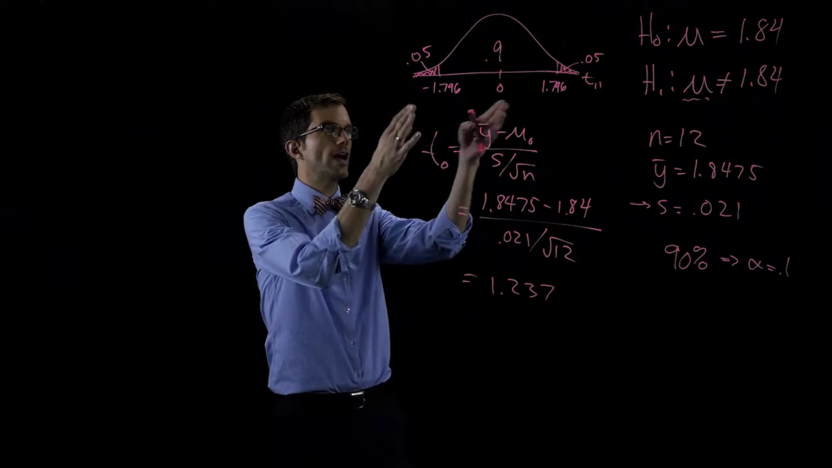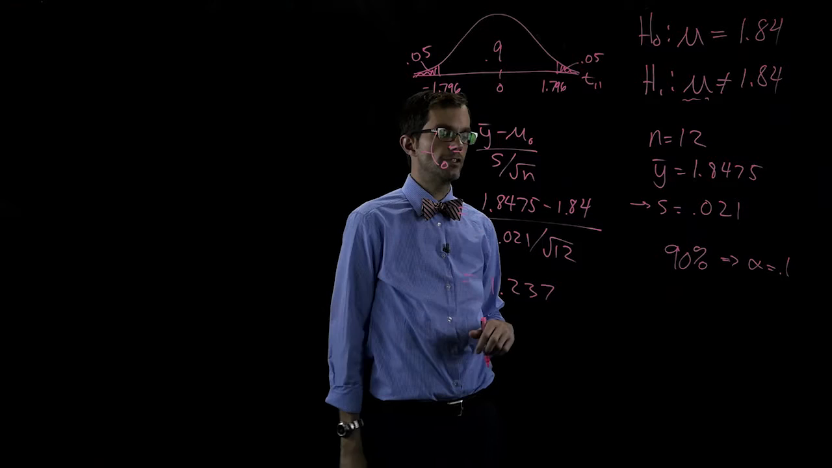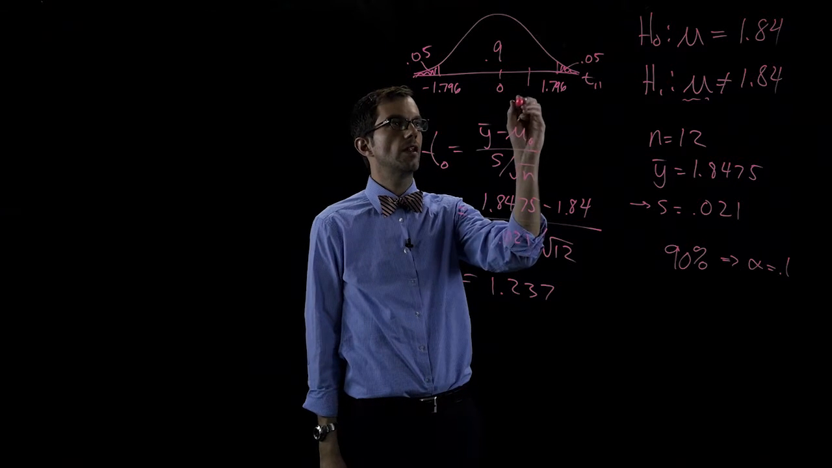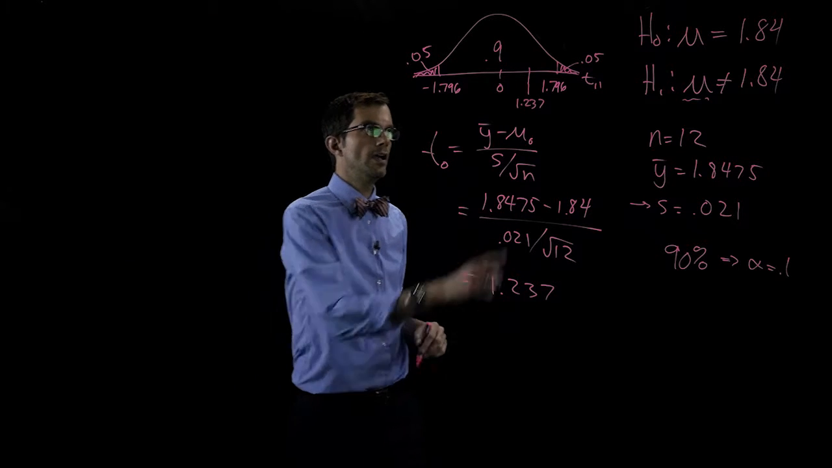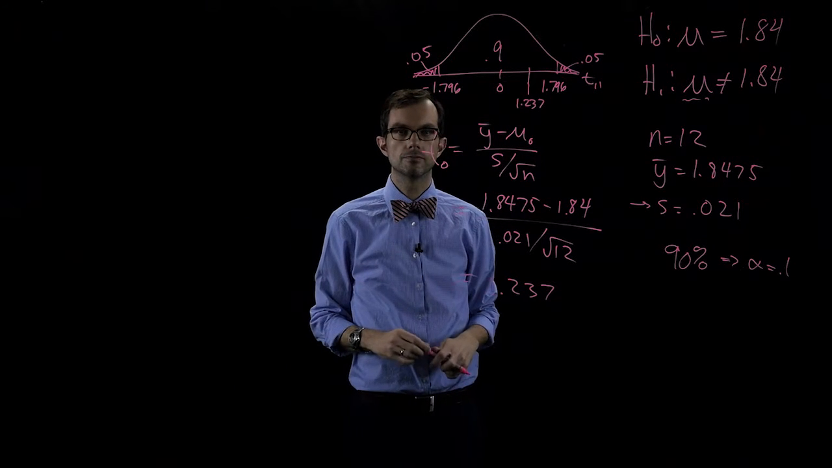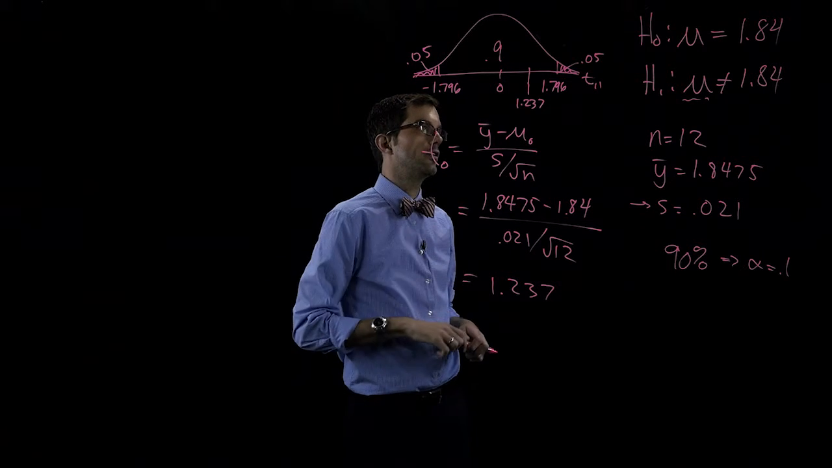So now we compare that to our rejection regions. 1.237 lies right around here. It's in the non-rejection region. So we're not going to reject the null.